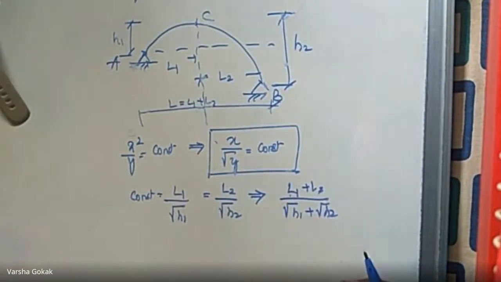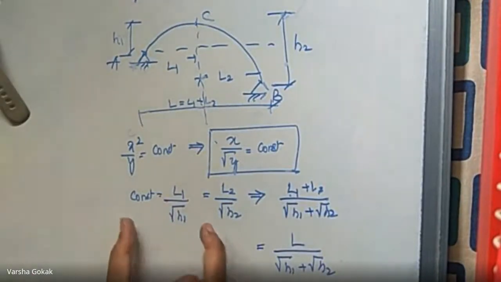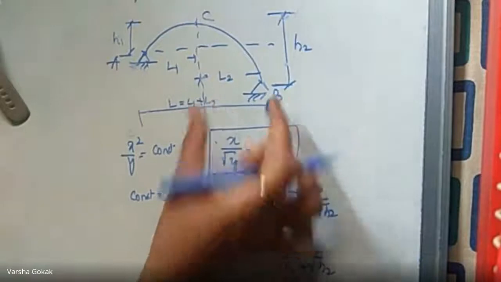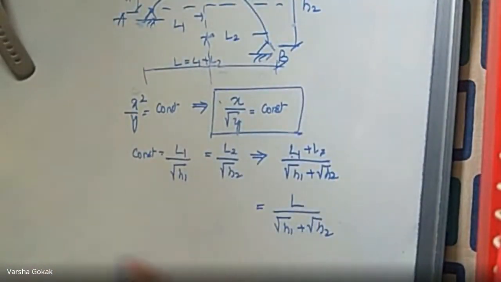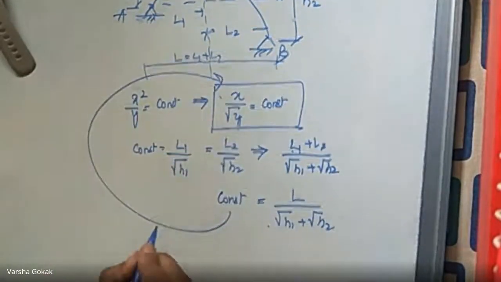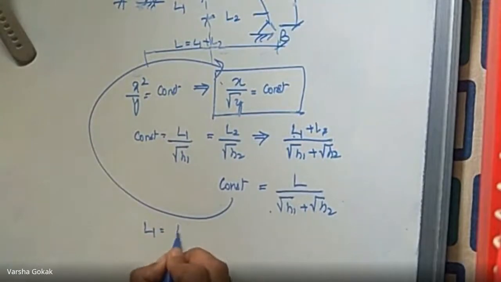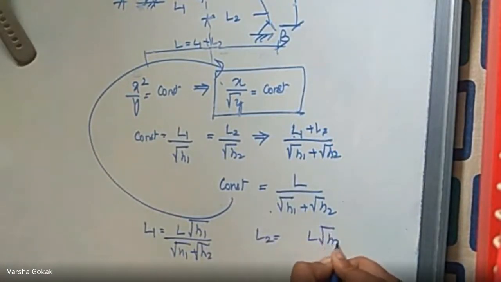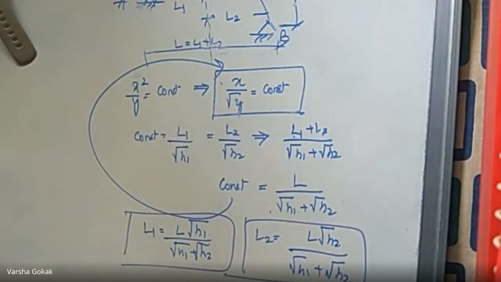Okay, L1 plus L2 is what? L. So then it becomes L divided by under root h1 plus under root h2. I've applied this rule separately for this side and separately for this side, and added them both. So I'm getting this condition, which is nothing but constant. I can again go back and get the L1 value and L2 value, where L1 is going to be L under root h1 divided by under root h1 plus under root h2, and L2 is going to be L under root h2 divided by under root h1 plus under root h2. So these are the equations that we will be making use of.